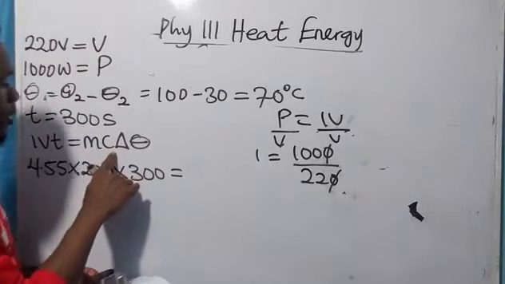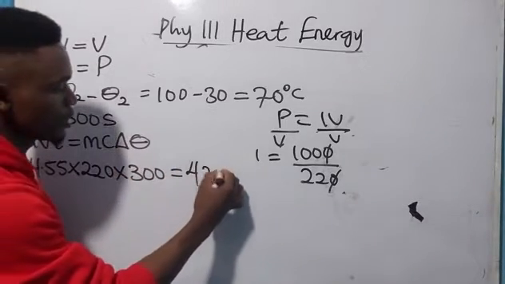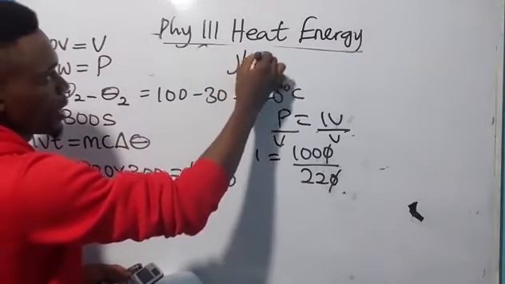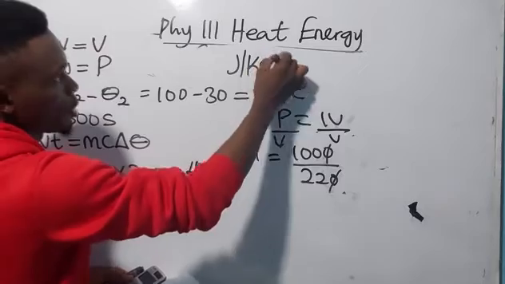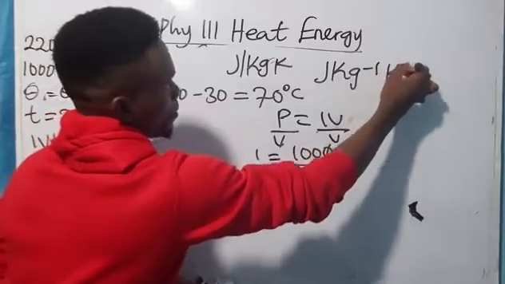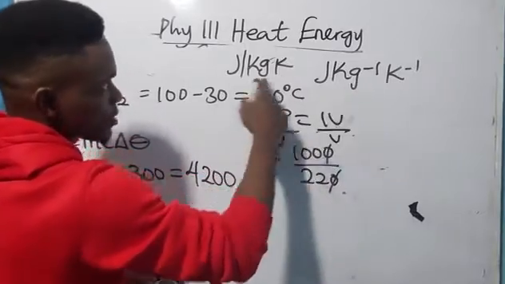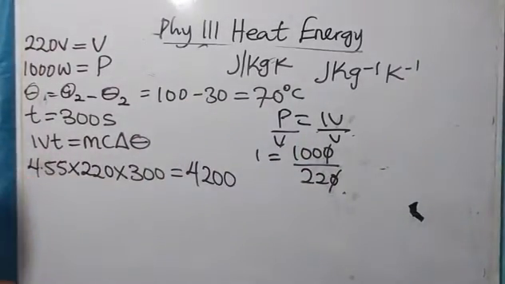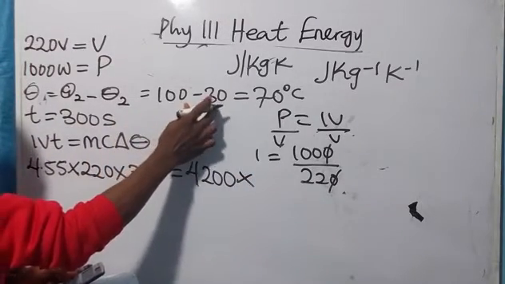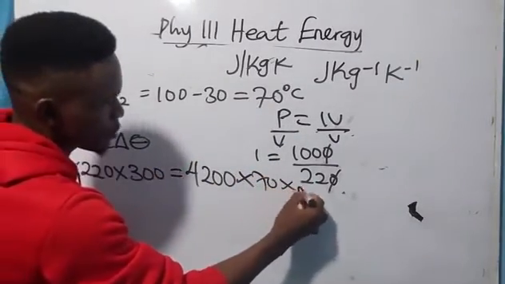So it becomes, please, the specific heat capacity of water is usually 4,200 joule per kilogram Kelvin. If I give it as kilojoule, it is the same. They are both the same. Then times, they told us that temperature changes from 30 to 100. That becomes 100 minus 30, which gives me 70. Then times mass.